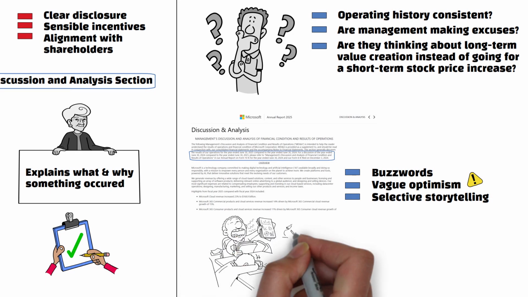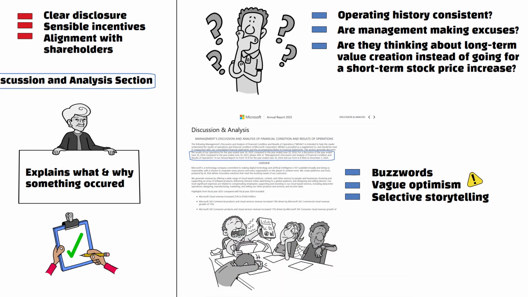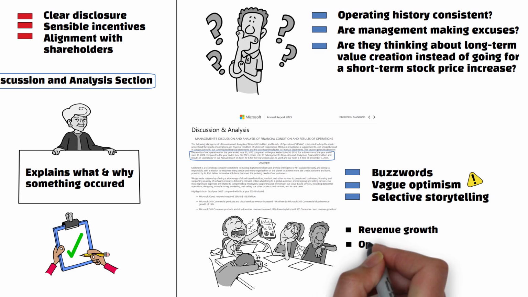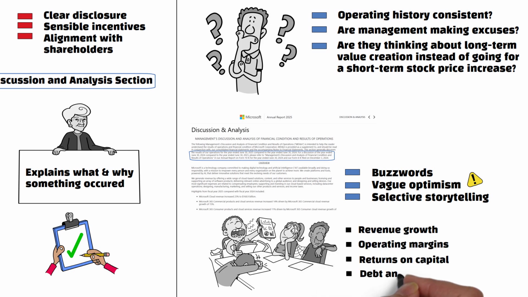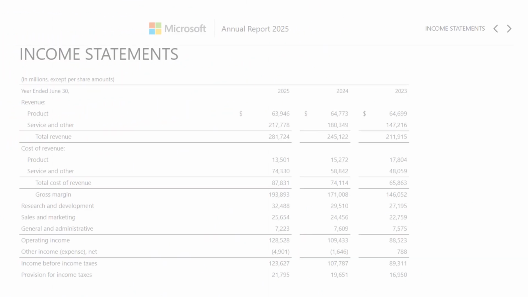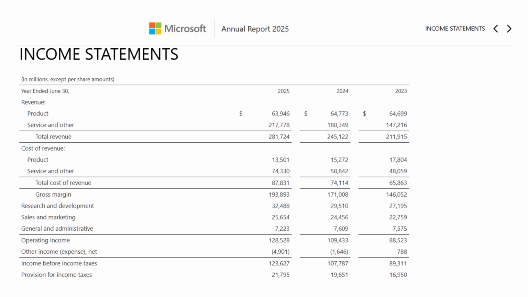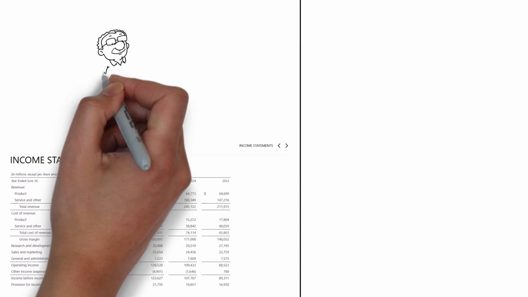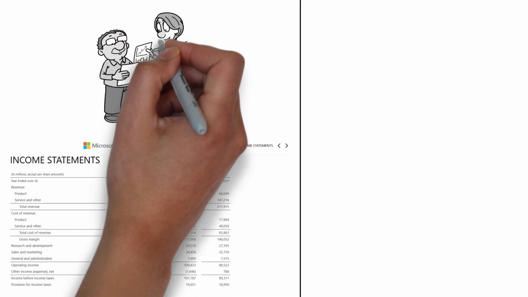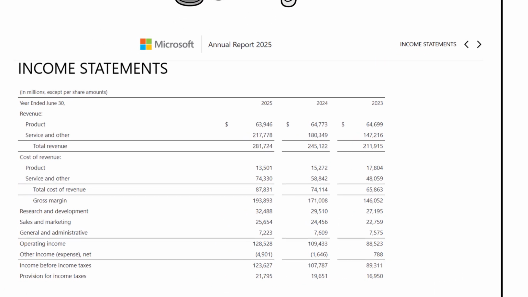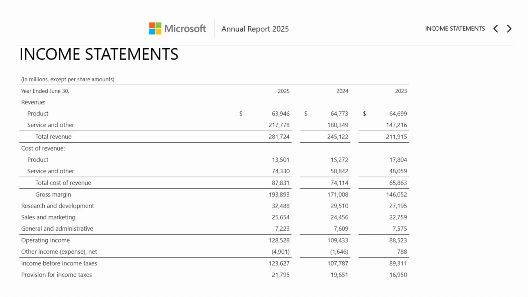Only after understanding the narrative does Buffett dig into the financial statements, which help him to evaluate financial strength. Buffett focuses a lot on revenue growth, operating margins, returns on capital, debt, and cash flow. He compares these figures over many years against competitors to determine whether a business looks strong, as you can see from Microsoft's income statement. Buffett never looks at a single year in isolation. He studies trends across many years, focusing on stable or improving margins, strong returns on capital, and businesses that generate cash without requiring heavy reinvestment.